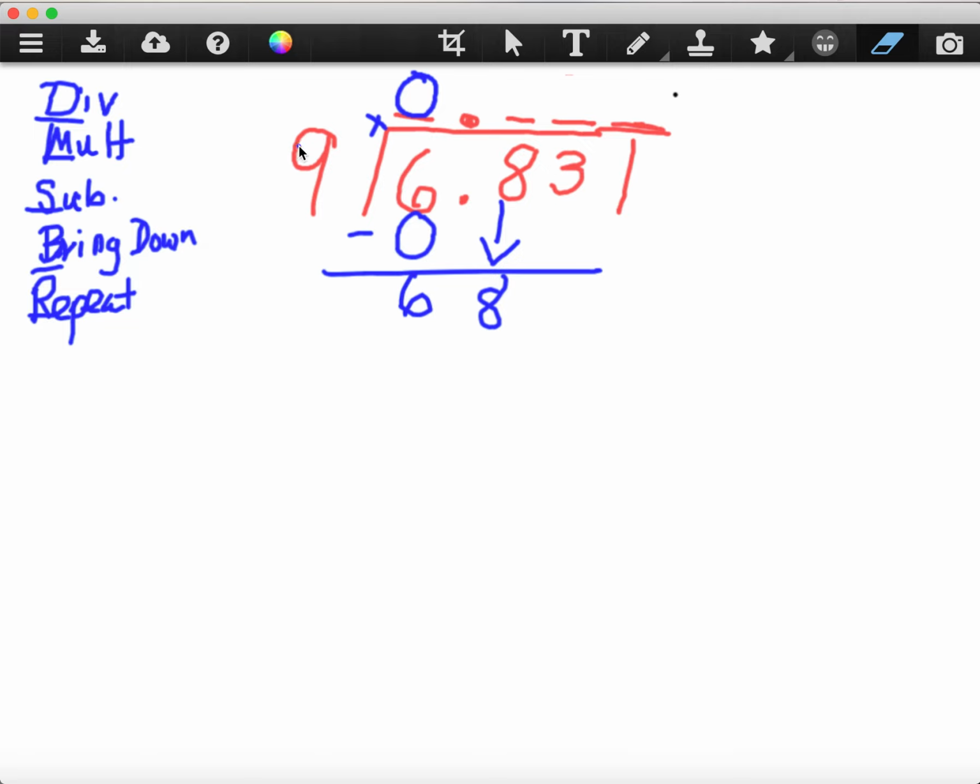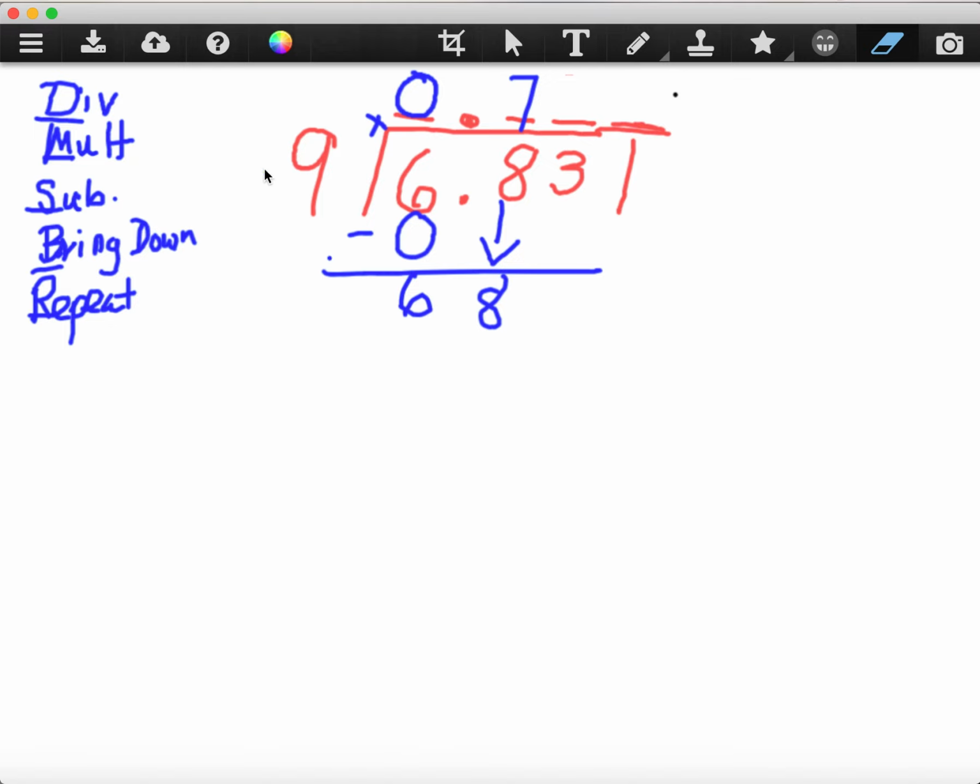Okay, now we ask ourselves, how many times can 9 go into 68? So you have to think of your facts. 9 times 9 is 81. 9 times 2, 9 times 3. You have to kind of think through which one it would be. So I'm going to pause and let you think about it for just a second. Okay, so 9 times 7 is 63. So we do a division. 9 goes into 68 7 times.